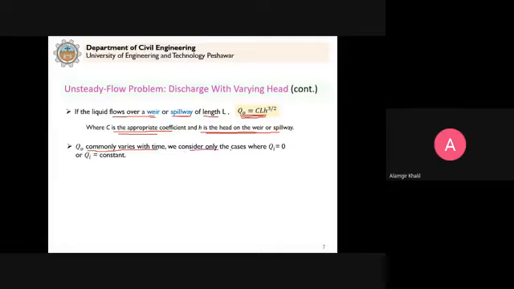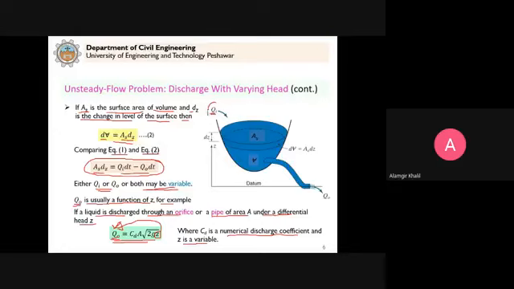We consider only the cases where Qi, the inflow discharge, is 0 or constant. Here, this Qi, we will consider either equal to 0, meaning there is no inflow, or it is constant, meaning any constant discharge is coming to the tank. Whatever the value, any constant value is coming, 10 cubic meters per second, 1 cubic meter per second, whatever the value is, but it is coming with a constant value.